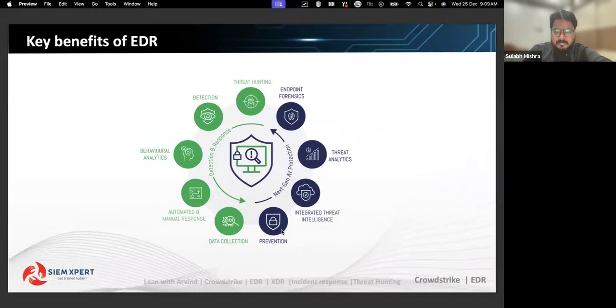As you can see here, when it comes to the benefits of an EDR, we have next gen antivirus. It is the combination of next gen antivirus protection along with detection and response. You're getting my point? So EDR is nothing but a combination of next gen antivirus features along with the added benefits of detection and response.